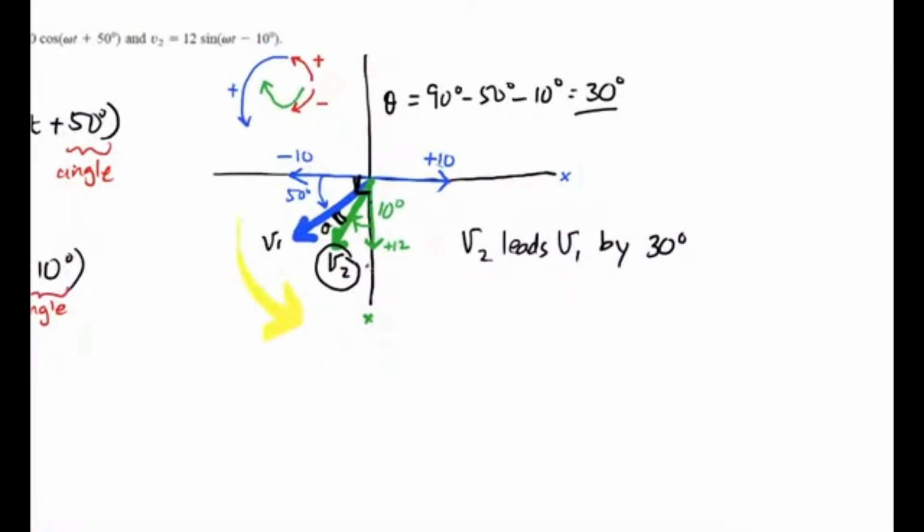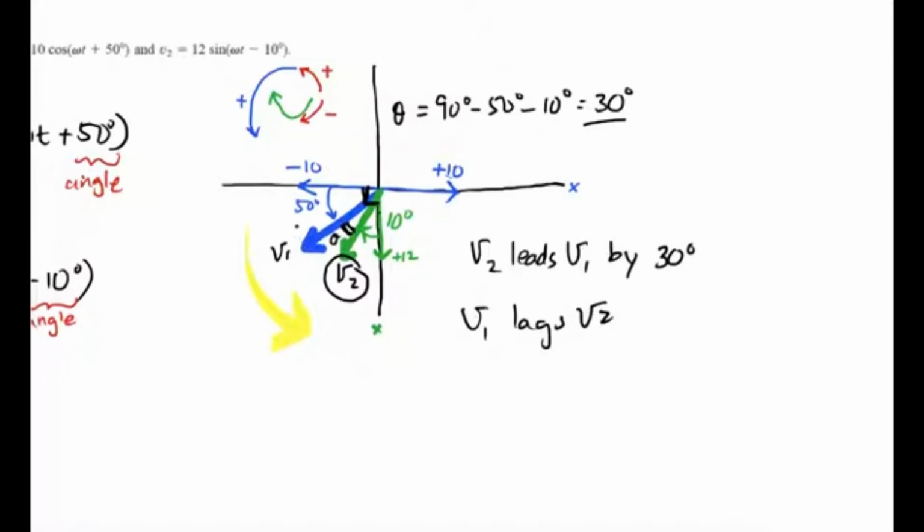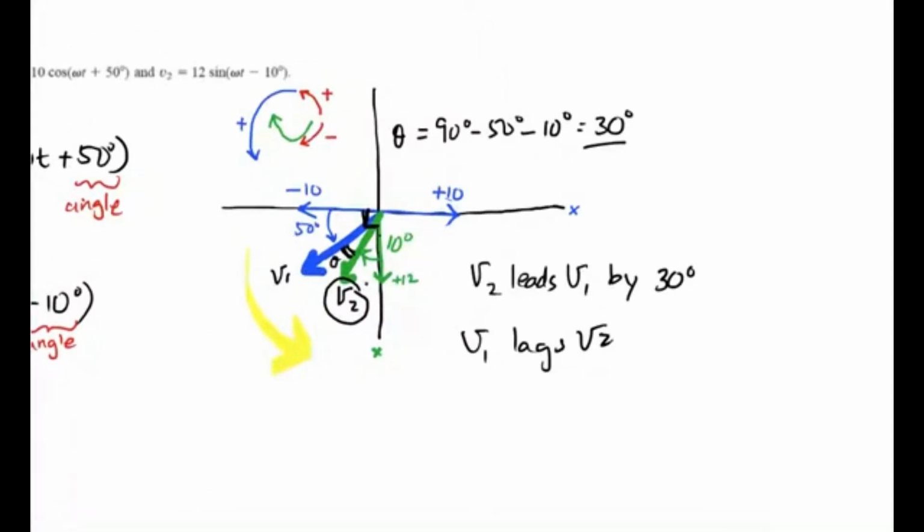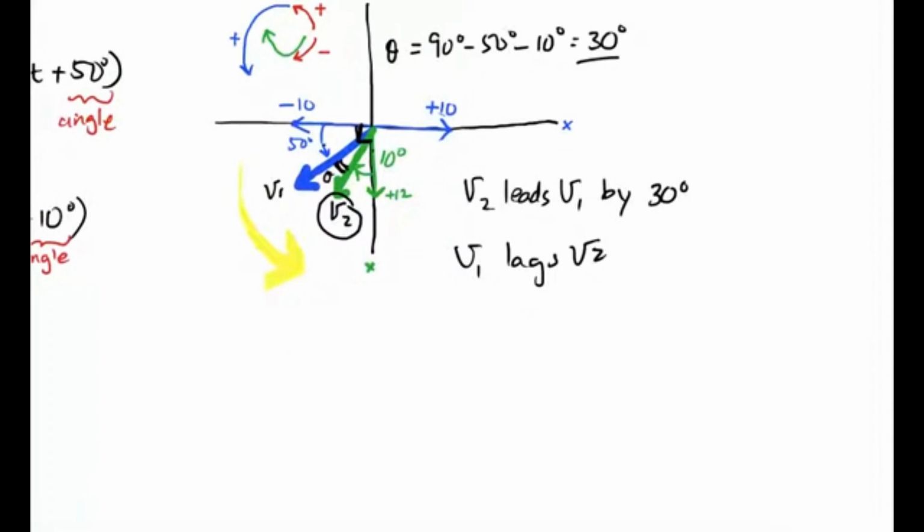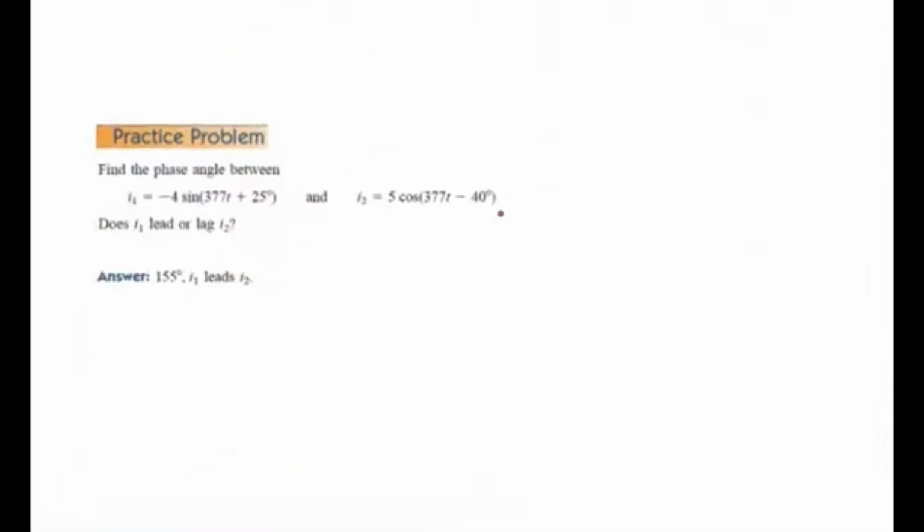You can also say V1 lags V2, meaning V1 is lagging, is falling behind, is following behind V2. By how many degrees? Also by 30 degrees. So you can change them, but you need to also be careful about where to place the phasors. Okay, so let's try another one.